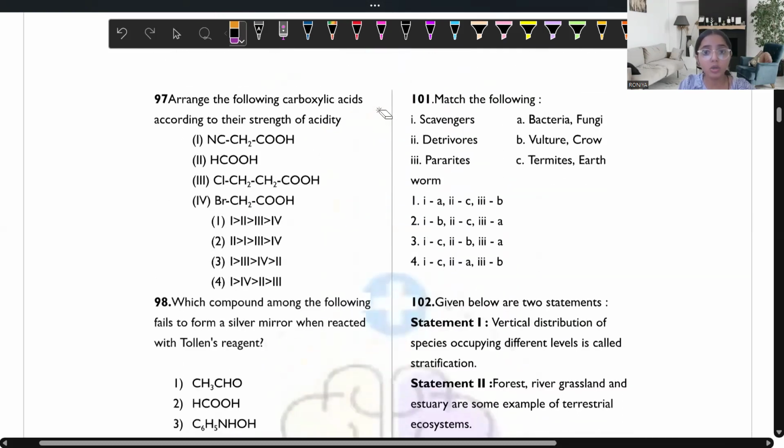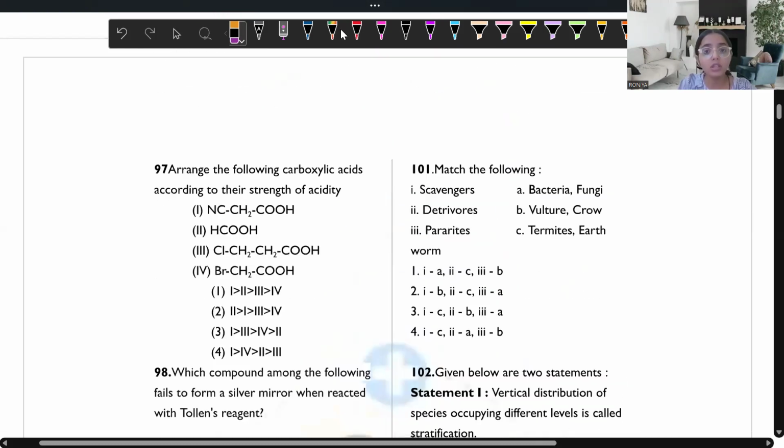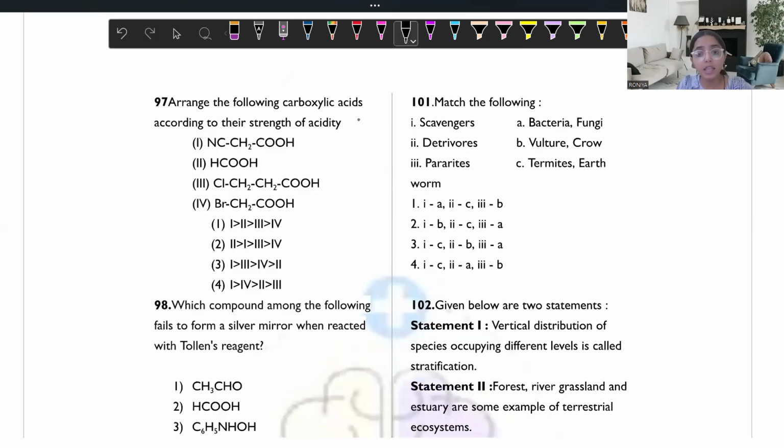Yes, so question 101. What is question 101 saying? It is saying match the following: scavengers, detritivores, parasite, bacteria, fungi, vulture, crow, termites, and earthworm. Scavengers are organisms which feed on dead organisms. Examples for these are vultures and crows. So the option for 1 is B.